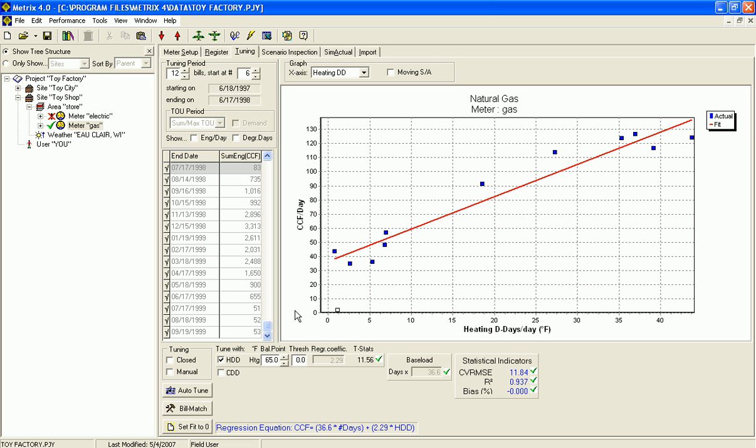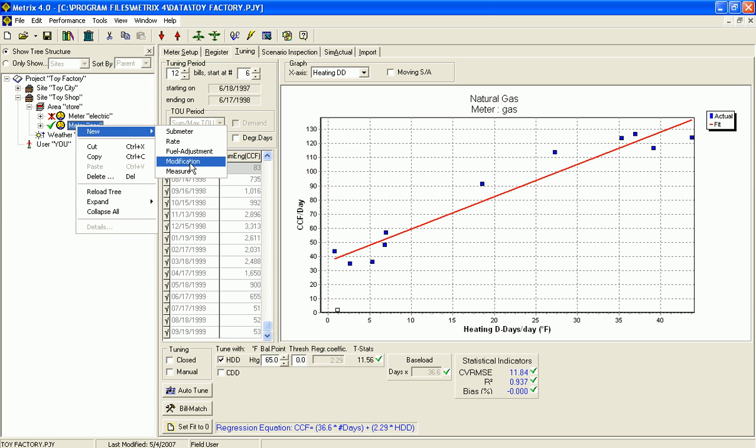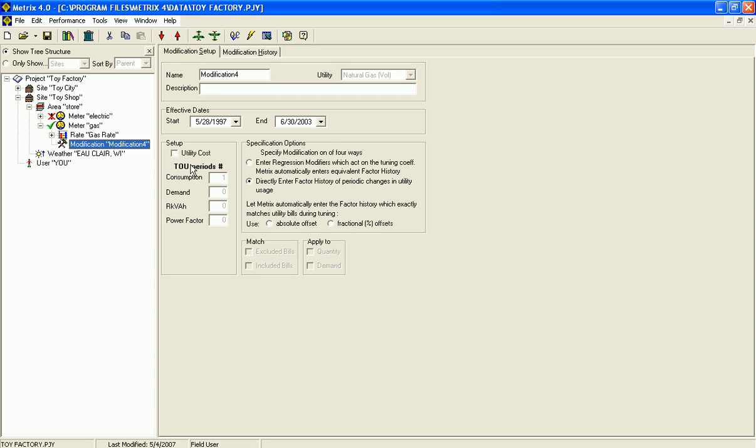It is possible to compare future usage during this month without using the regression line. We do this by bill matching the bill. To bill match, right-click on the meter and select New Modification. In the Modification Setup tab, you may choose to use absolute or fractional offsets. For this example, we will use fractional offsets.